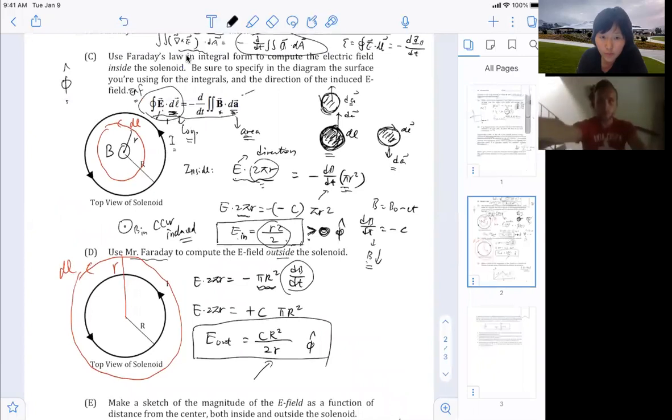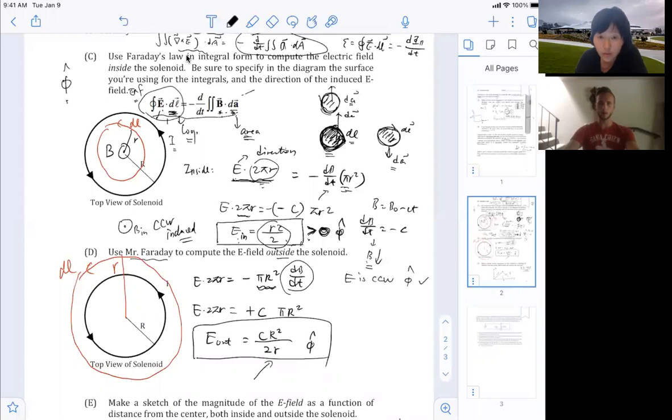You can, of course, use Lenz's law, or you can look at it here. Here I chose my dl to be counterclockwise so that my dA is up, so that B dot dA is a positive flux. So using that convention, I got a positive E, meaning my E is in the same direction as my dl, that is counterclockwise, in phi hat. So E is also counterclockwise in phi hat.